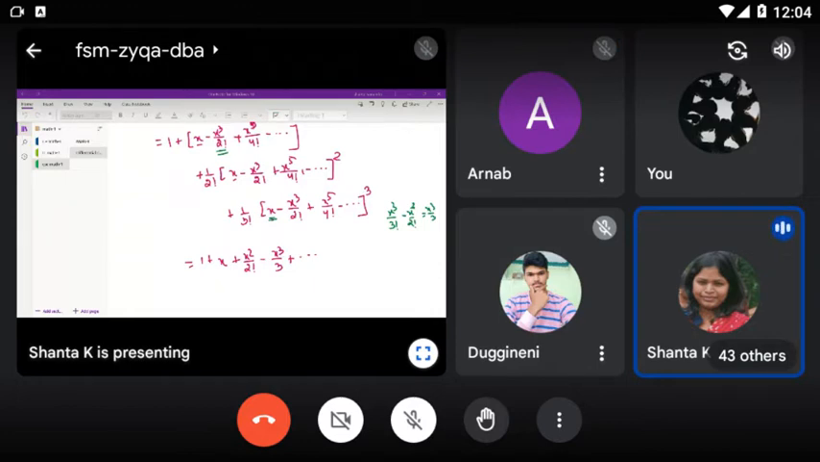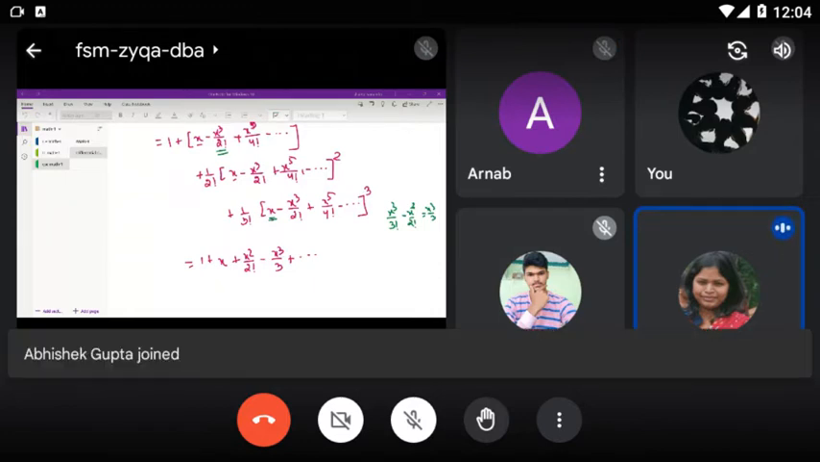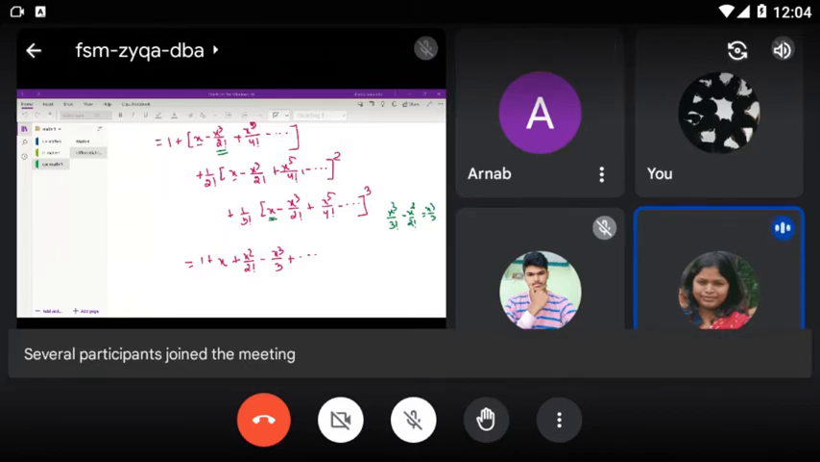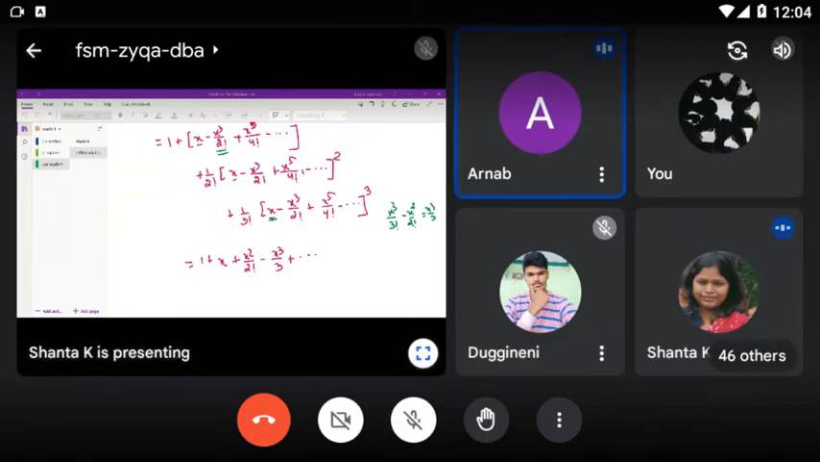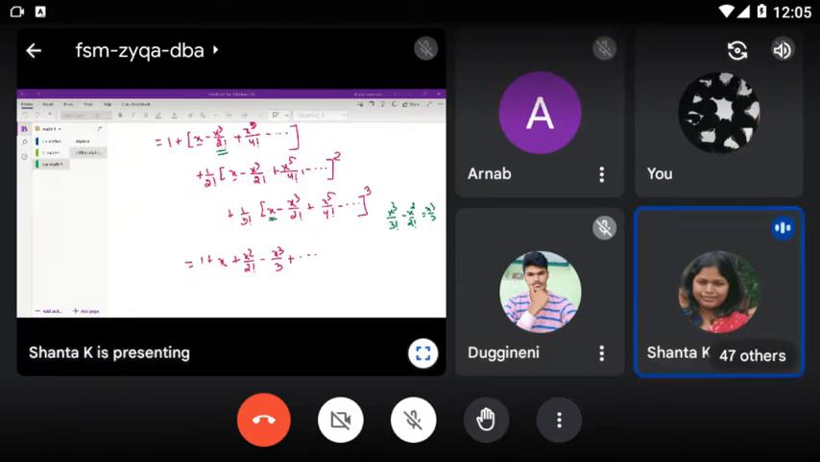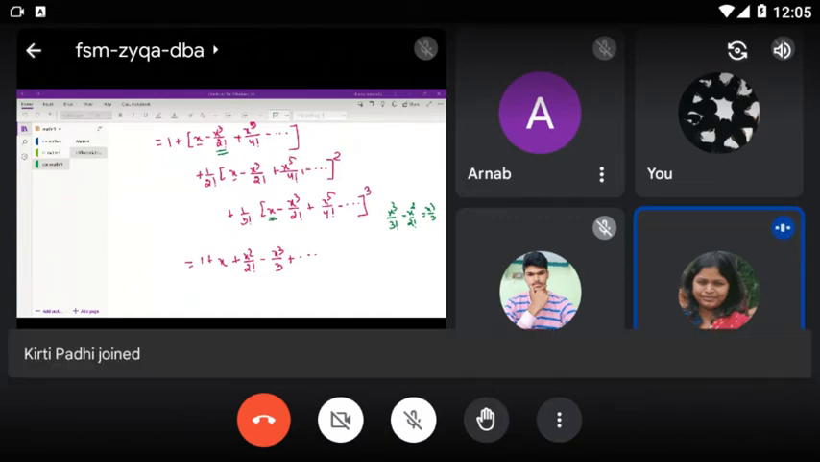Okay, double derivative is negative means the slope is decreasing, right? And slope is decreasing, so that will be concave downward. And if double derivative is positive, that means slope is increasing and it is concave upwards. Okay, so we will discuss a little bit, then we will move on.